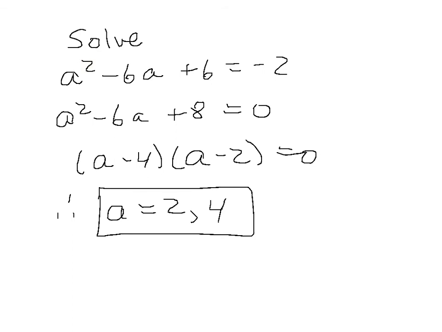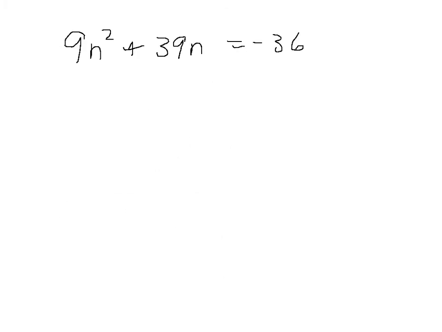Alright, we'll try another one. Okay, so this is the last one we'll look at. This has a couple of things that we need to be careful about. So again, we got to make sure we get 0 on one side. So I rewrite this as 9n squared plus 39n plus 36 is equal to 0.